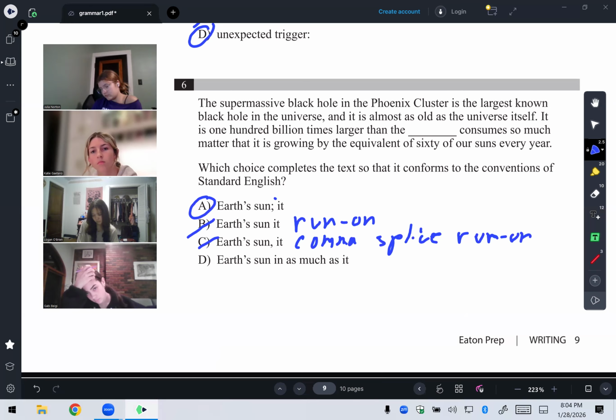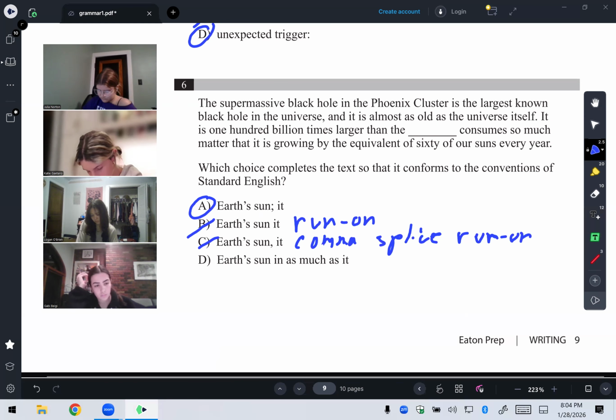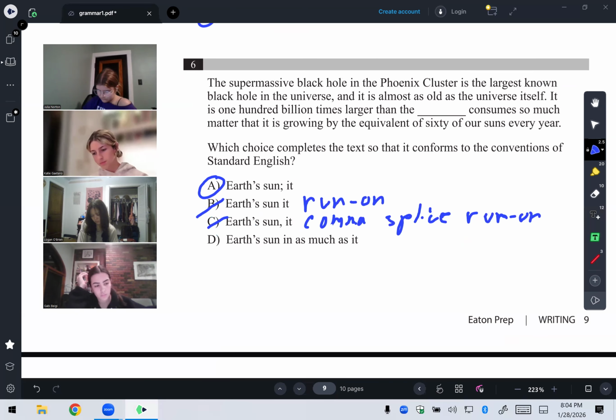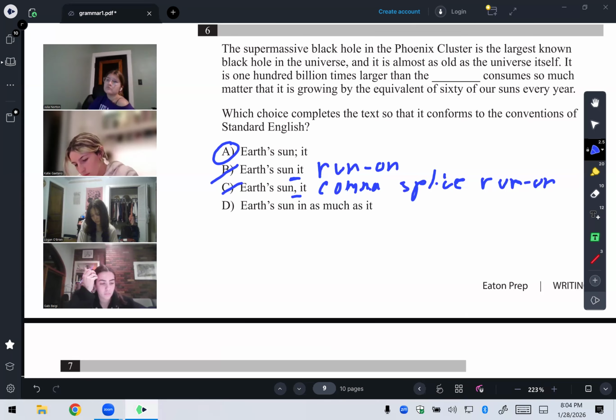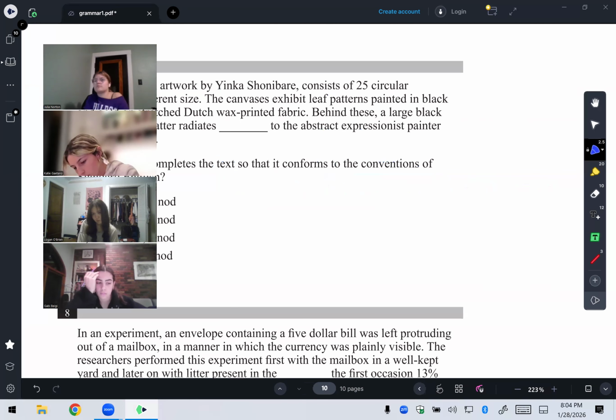We can use a semicolon to join two independent clauses. It is 100 billion times larger than the Earth's sun, period. It consumes so much matter that it is growing by the equivalent of 60 of our suns every year, period. So we do have two independent clauses, two complete thoughts, perfectly legal to join them with a semicolon, but not with a comma and not with an absence of anything. All right. Let's go on to the next one.